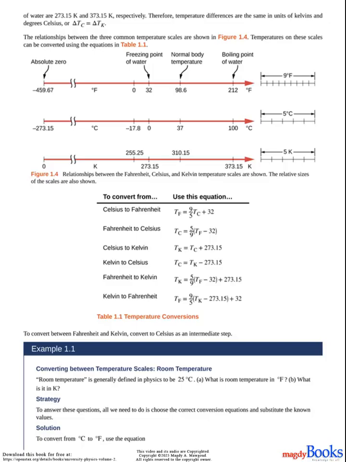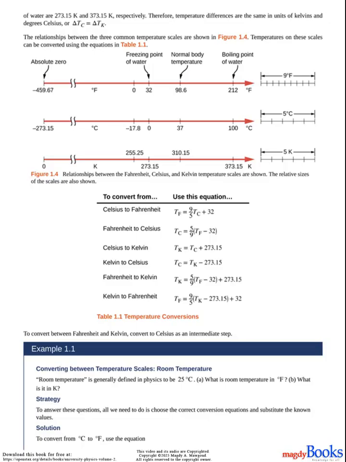3. Kelvin scale. Absolute zero equals 0. 0 Fahrenheit equals 255.25 Kelvin. Freezing point of water equals 273.15. Normal body temperature equals 310.15. Boiling point of water equals 373.15.5 Kelvin.